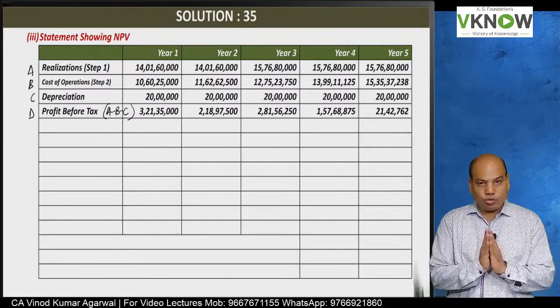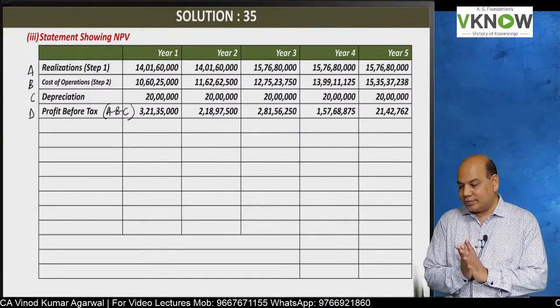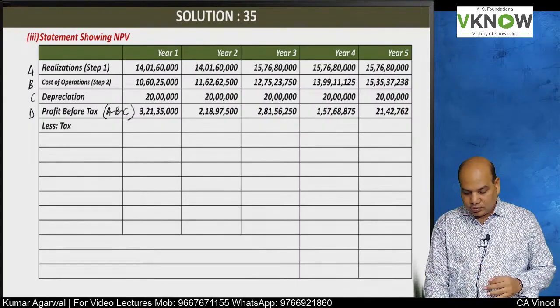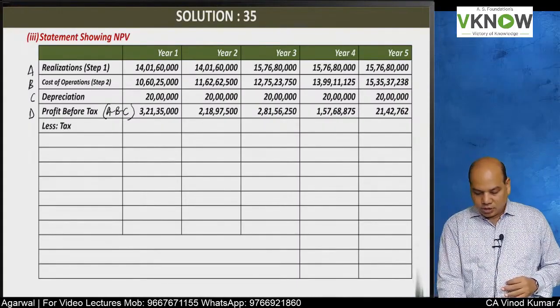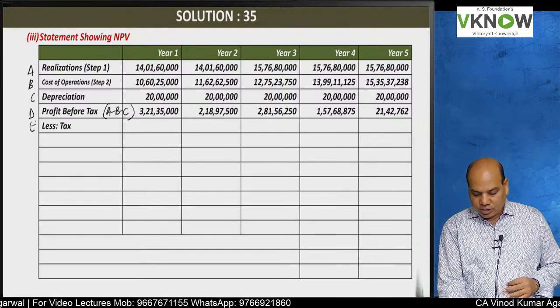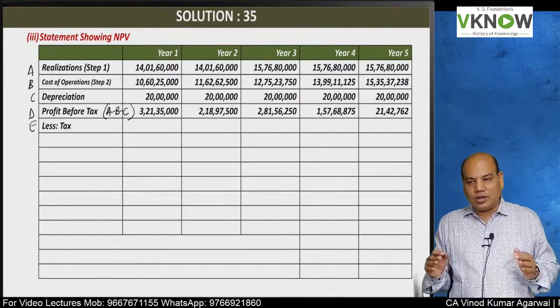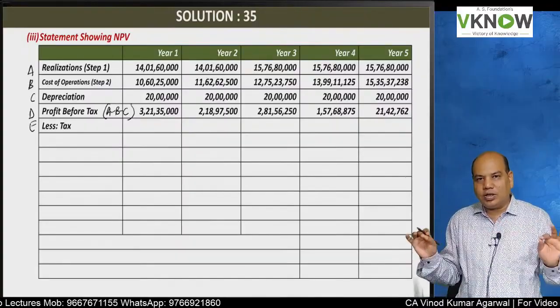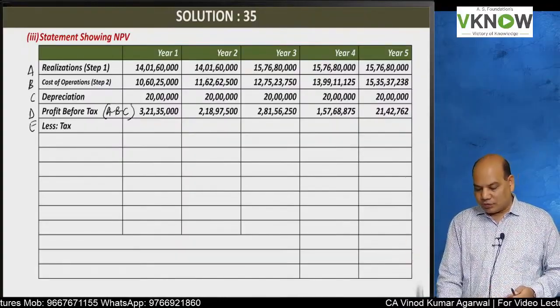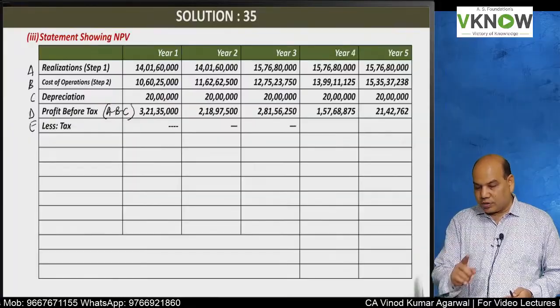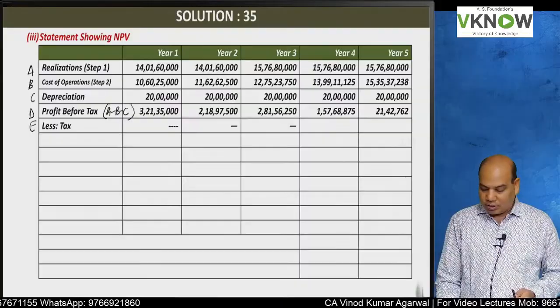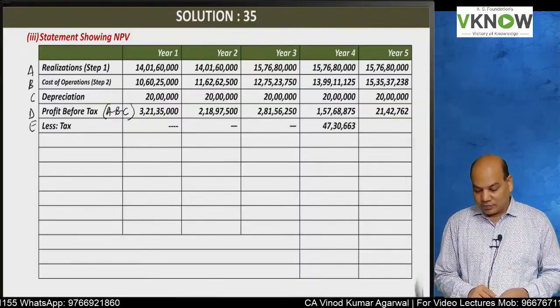First check whether you got it right. Profit before tax. Point number E, tax. What about the first 3 years? Government of India has this scheme. If you run an airline on a certain route, first 3 years tax exemption as per the question. So first 3 years dash, dash, dash, and then you have to pay 30% tax.